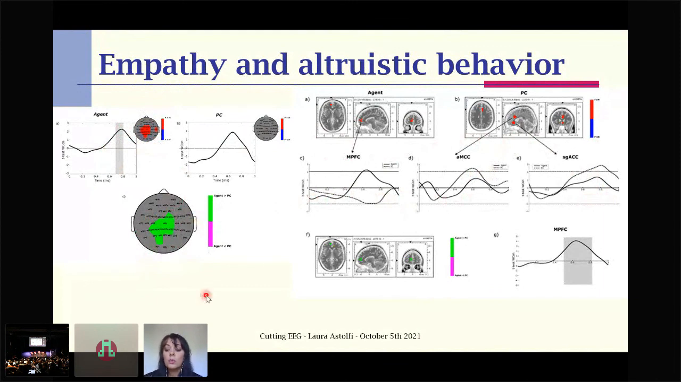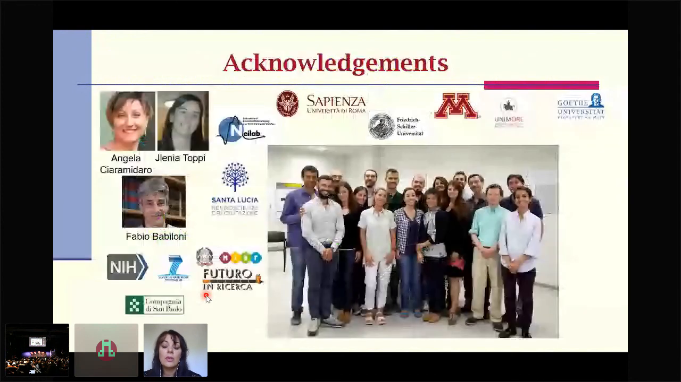So with these few examples, my point, I hope, is that it's not useless to do analysis in the scalp domain, but if we go to the source domain, we can infer much more interesting things.